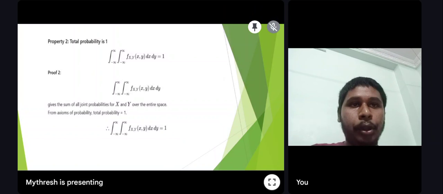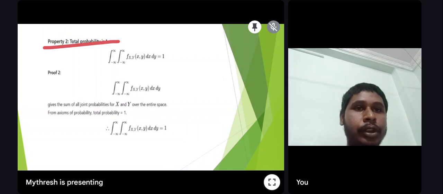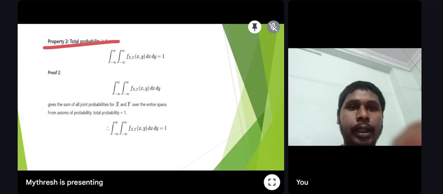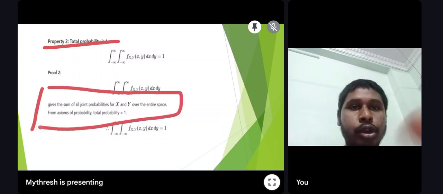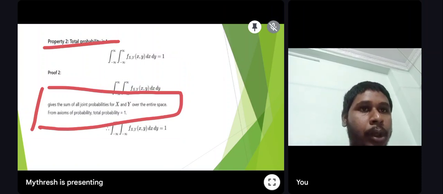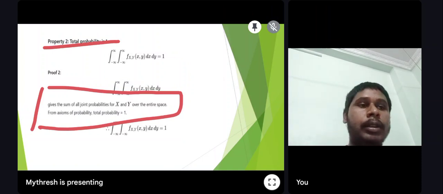The second property is that the total probability is equal to 1. As we know, the area under the graph of a probability density function is equal to 1. The same condition applies here. The joint density is given as the sum of all joint probabilities of x and y over the entire space, and the total probability is equal to 1. In simple terms, the sum of the probabilities of all outcomes is equal to 1.